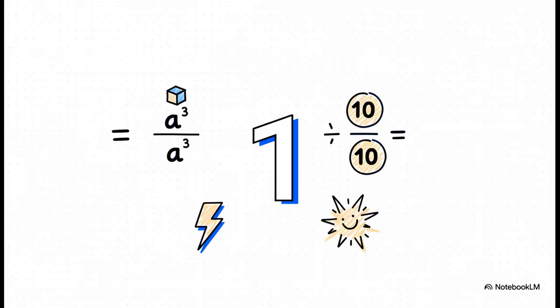Okay, what about case 2? This is when the exponents are exactly the same, like a cubed divided by a cubed. Now this one is actually super simple. Just think about it for a second. What is any number divided by itself, like 10 divided by 10? That's 1. A million divided by a million? Still 1. It's the same idea here. A cubed divided by a cubed is always 1.